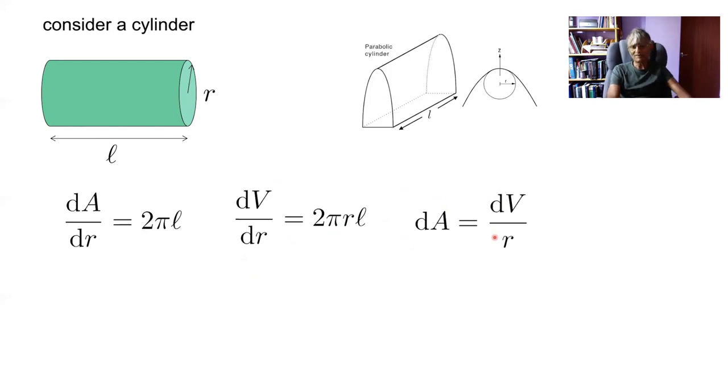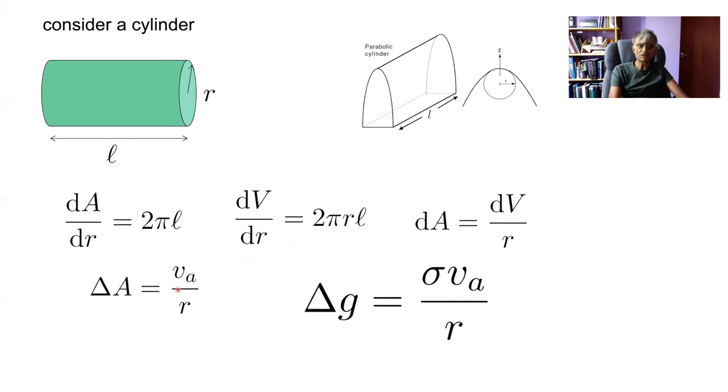Now, supposing that I set this increment of volume to the volume of a single atom, then the increment in area due to the addition of one atom is given by this equation, and therefore the cost of creating that additional increment of area is simply the interfacial energy per unit area multiplied by the volume per atom and divided by the tip radius. That cost has to be accounted for.